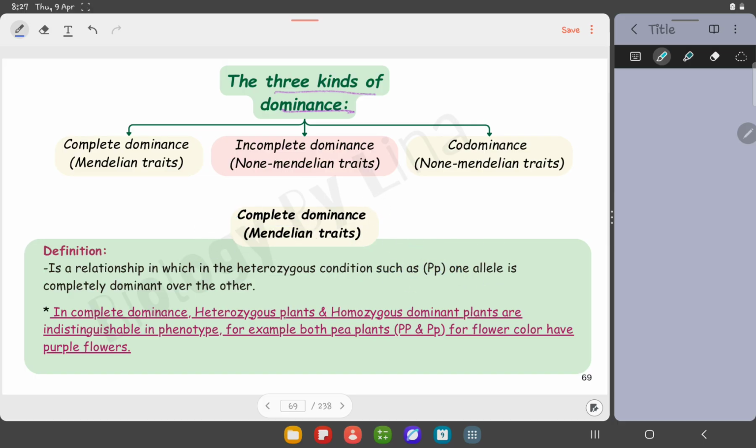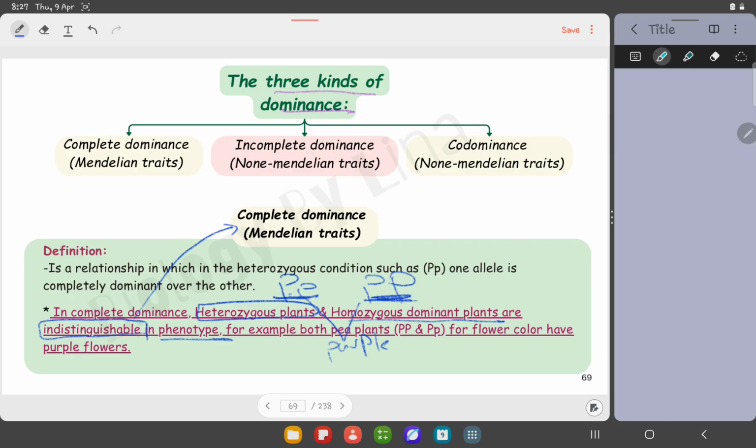In complete dominance, the heterozygous plants, for example, capital P small p, and the homozygous dominant plant, like capital P capital P, are indistinguishable. Very important. When we talk about complete dominance or Mendelian trait, we cannot distinguish between capital P small p and capital P capital P, because both of them are purple and both of them show the dominant trait. So at that time we can perform, for example, the test cross in order to know if the genotype is capital P capital P or capital P small p.